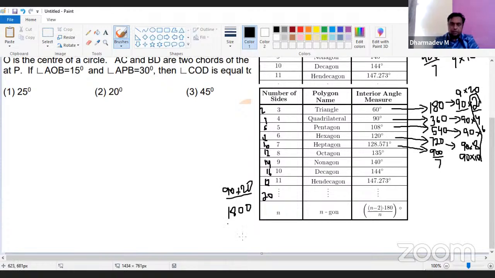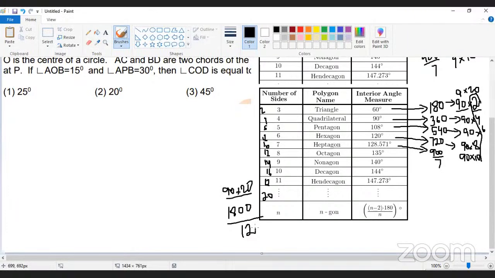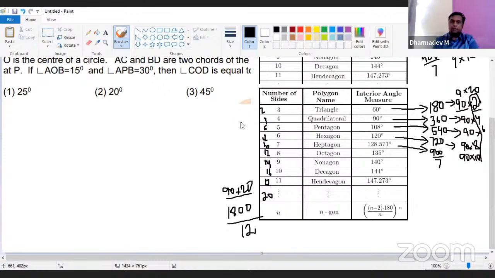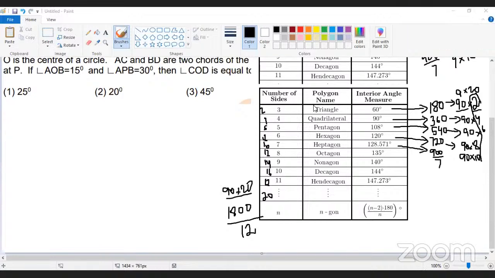1800 divided by 12. Check. Do you get 150? Yes, sir. Are you getting it? How to do it? Either you can remember the formula always, but the logic will work anyway. I hope you're able to understand the logic behind this question. Yes or no? Yes, of course, sir.